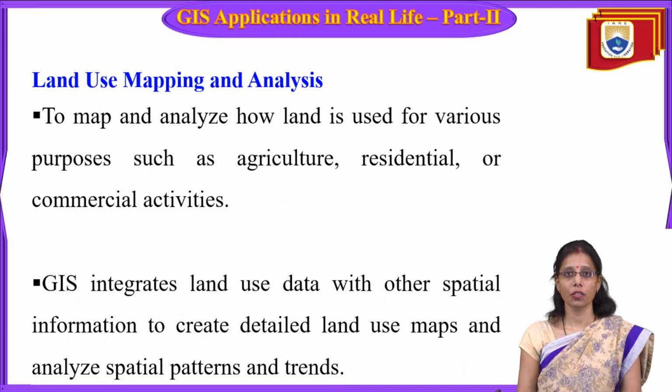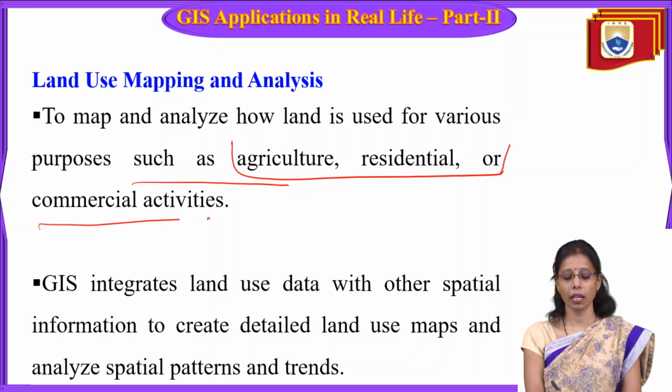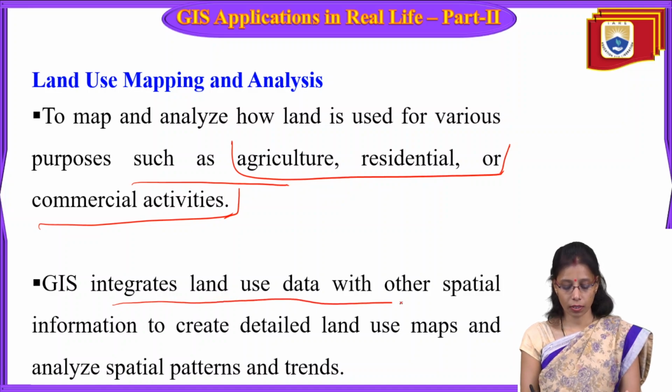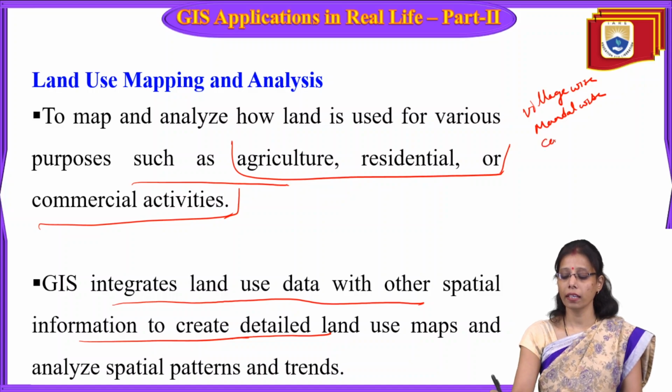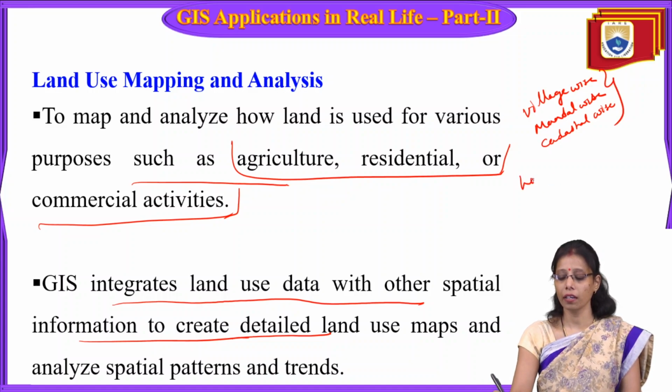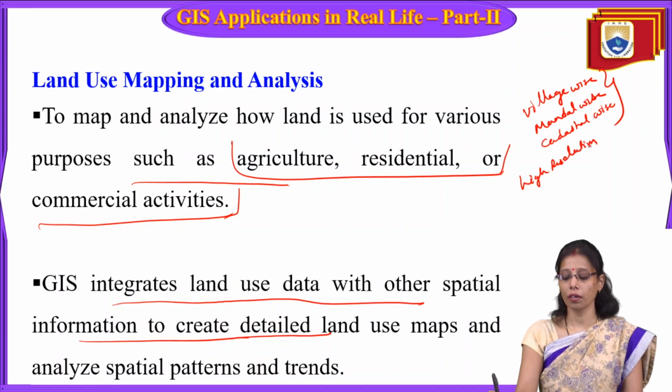Land use mapping and analysis. What is land use mapping and analysis? It maps and analyzes how land is used for various purposes such as agriculture, residential, or commercial activities, and it can be identified. GIS integrates land use data with other spatial information to create detailed land use maps. Detailed land use maps can be village-wise, mandal-wise, or even cadastral-wise. These are detailed land use maps with high resolution, or large scale mapping.